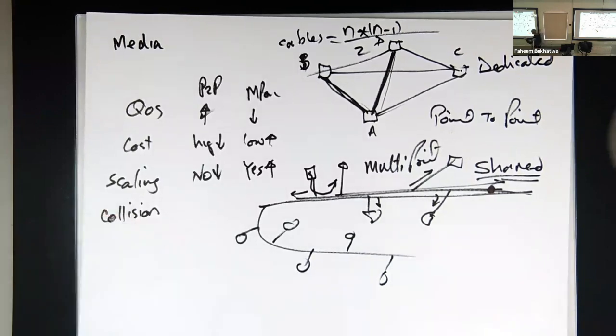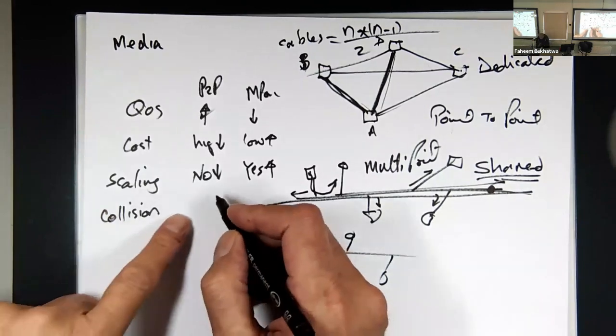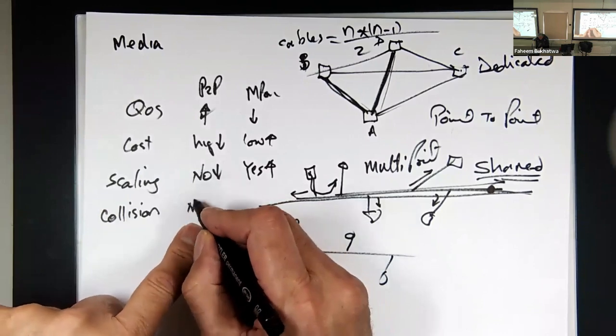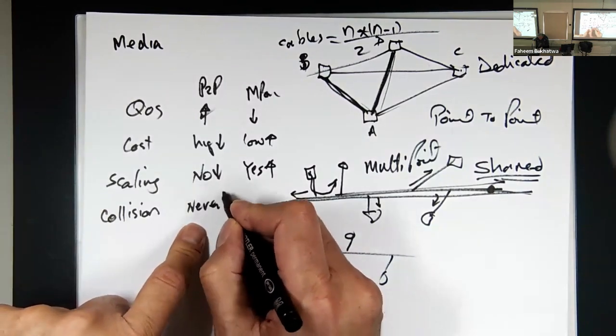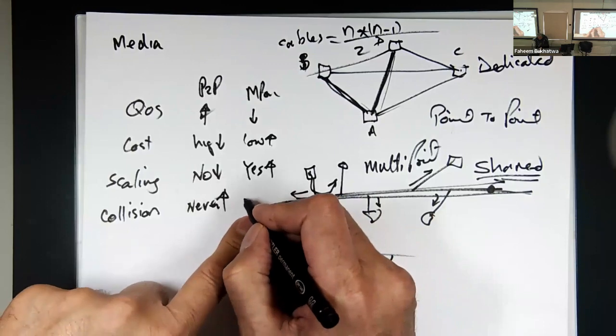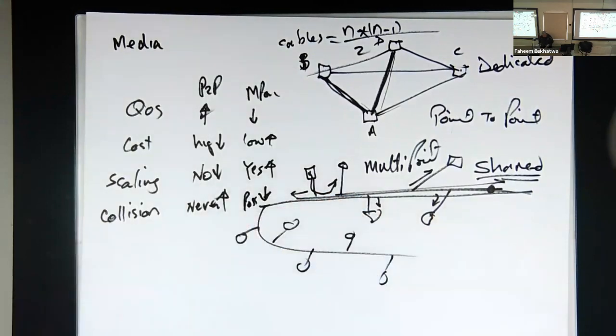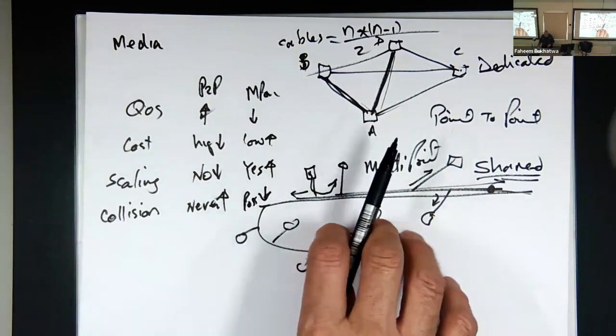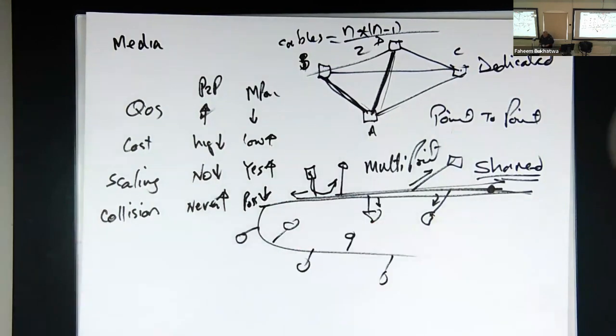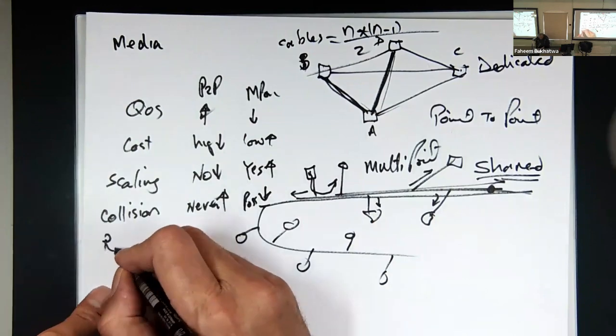There are other little properties. Robustness. Okay, collisions never happen here. I'll just write here, never happen, and that's a big plus. And here, yes, possible. That's a downside. It can happen only on shared links. I said robust.